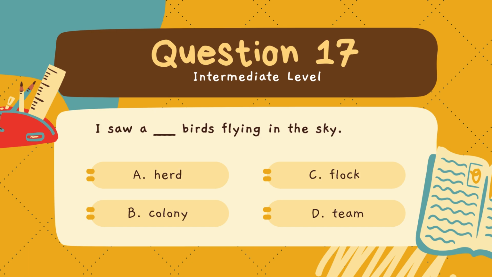Question 17. I saw a of birds flying in the sky. A. Herd. B. Colony. C. Flock. D. Team.